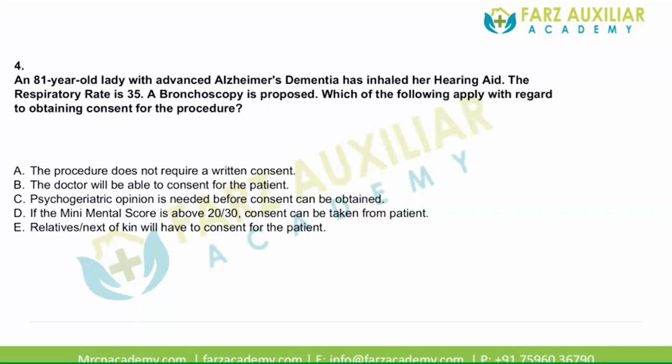So what you have to understand here is that the question is basically asking about consent, and you have to understand the clinical scenario in which the question is framed. So here you have a lady who has inhaled her hearing aid and she has a respiratory rate of 35. This presents a medical emergency. Now for medical emergency, the procedure does not require any written consent whatsoever because it is a life-saving procedure.